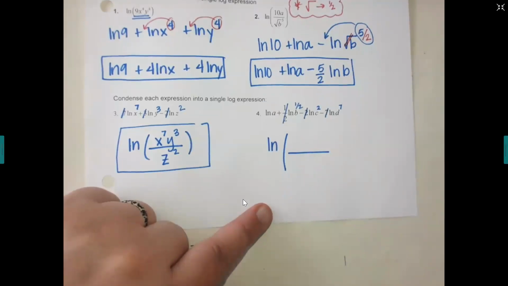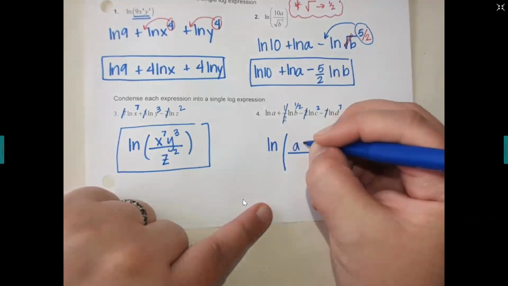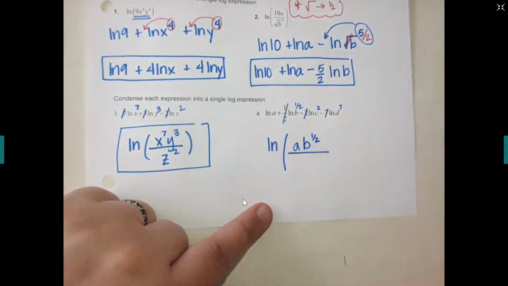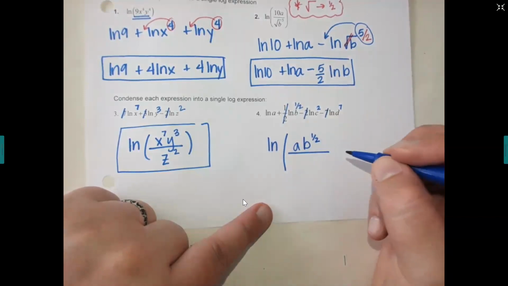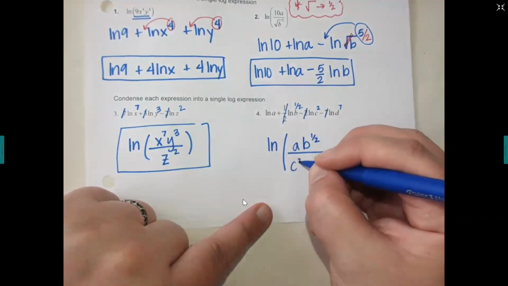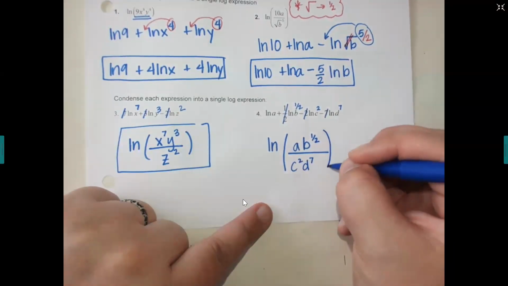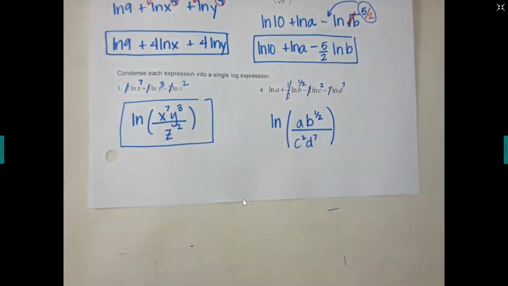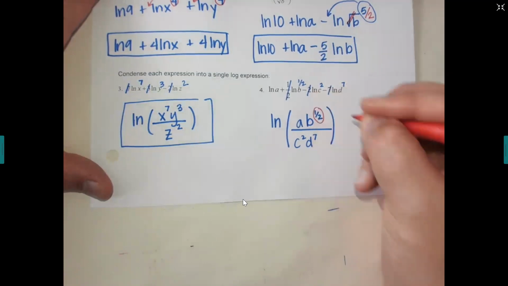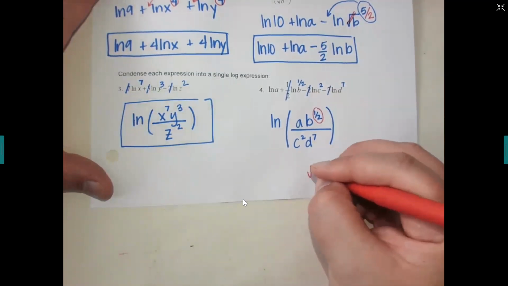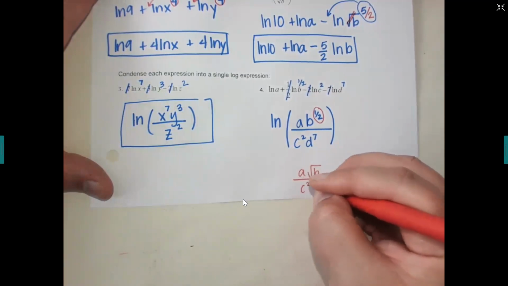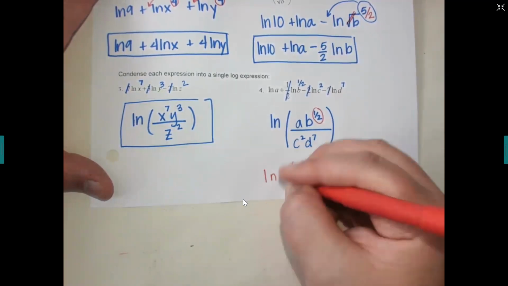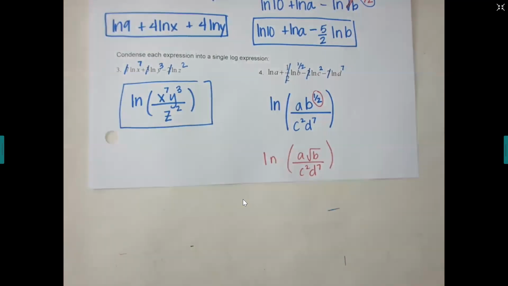What letters will stay on top? A and B to the half. And what letters will end up on bottom? C squared and D to the 7. Very good. Okay, is that finished? Okay, no fractional exponents. What's a half exponent the same as? Square root. So I'm going to make this turn back into a square root B like that. So that would be your final answer.